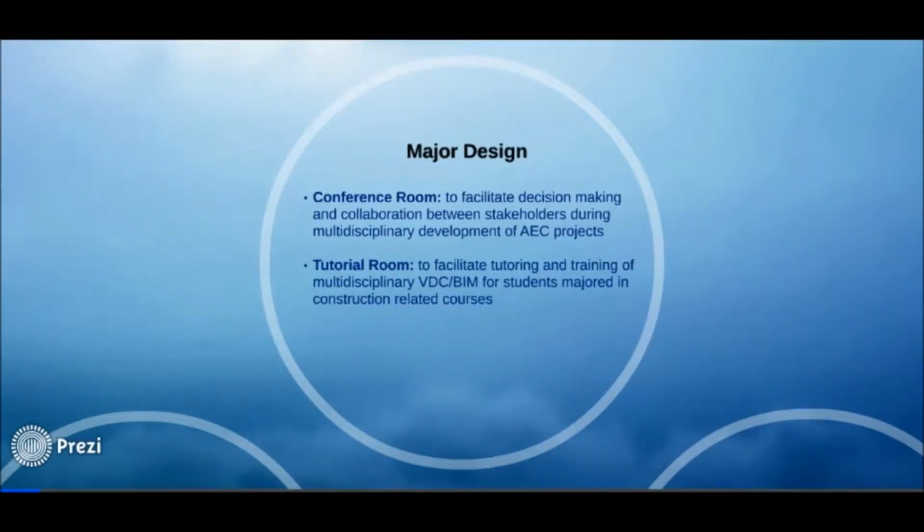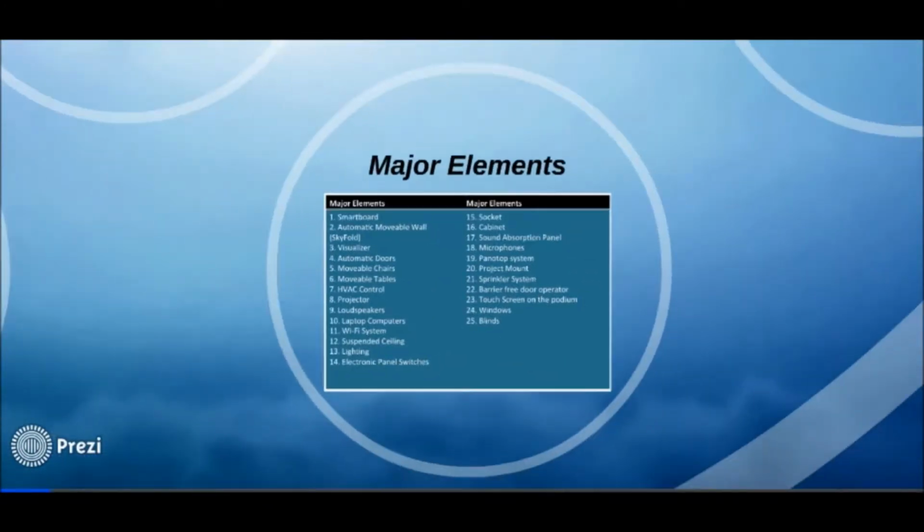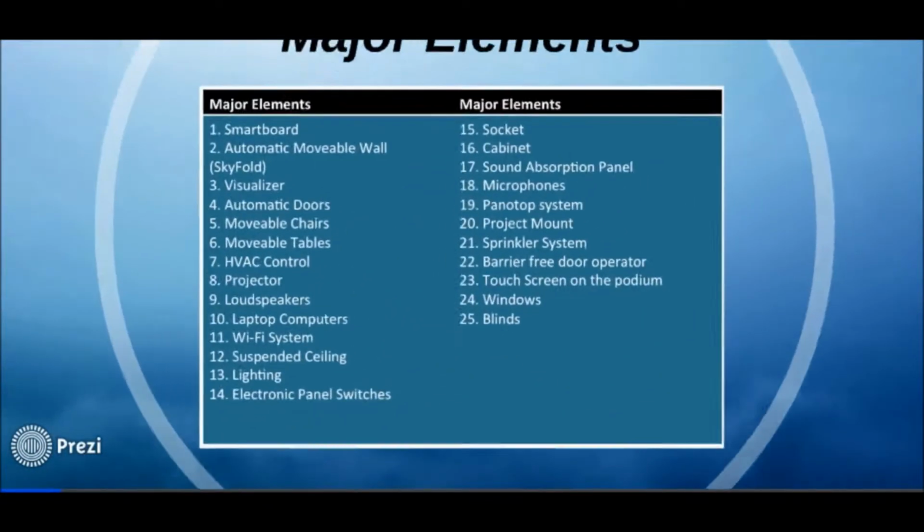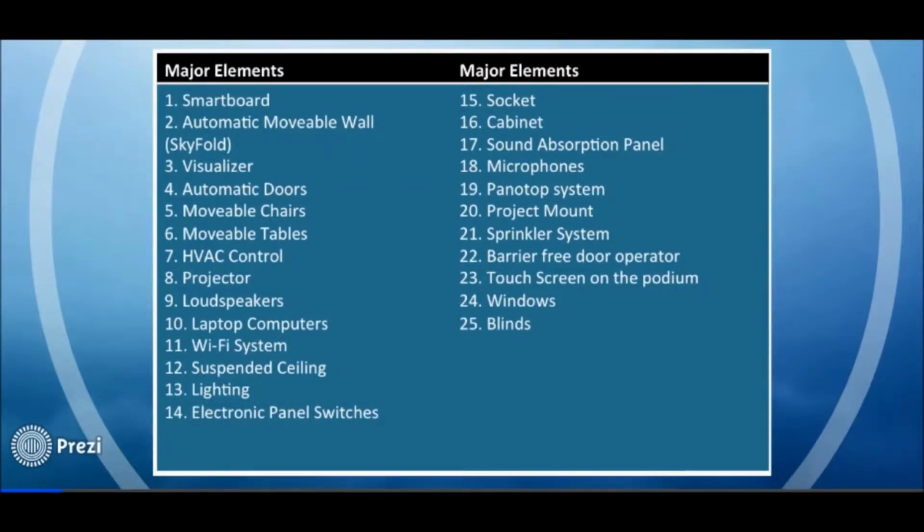Our major design has two purposes. First, the conference room, which is to facilitate decision-making and collaboration between stakeholders during multidisciplinary development of AEC projects. And for the tutorial room, it is for the facilitation of tutoring and training of multidisciplinary VDC or BIM for students majoring in construction-related courses. This is a list of major elements that we're going to construct in this project, and there are 25 of them in total.